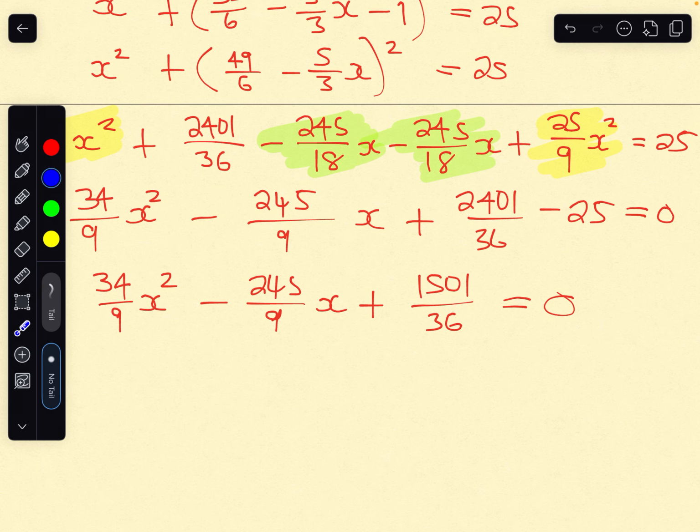Unfazed. Are we afraid of fractions? We are not afraid of fractions. So let's go ahead and just get into our big beautiful quadratic formula. So I'll start by writing it out.